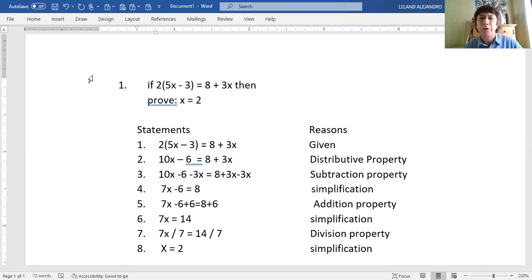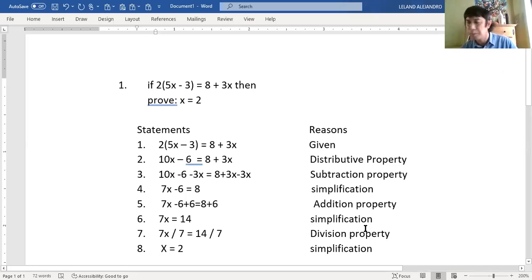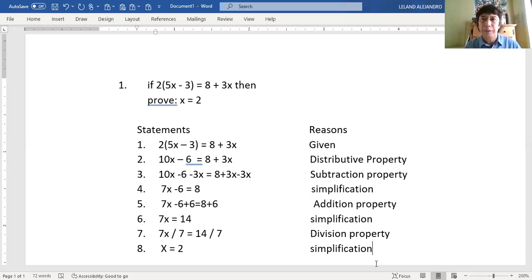Now, before you can do something like this, you have to know those things that we have read: distributive property, subtraction property, addition property, division property, and all the others like reflexive, symmetric, transitive. That's why we have to discuss those properties of equality first. So let's see another problem again, and then we shall go back to the problem set.